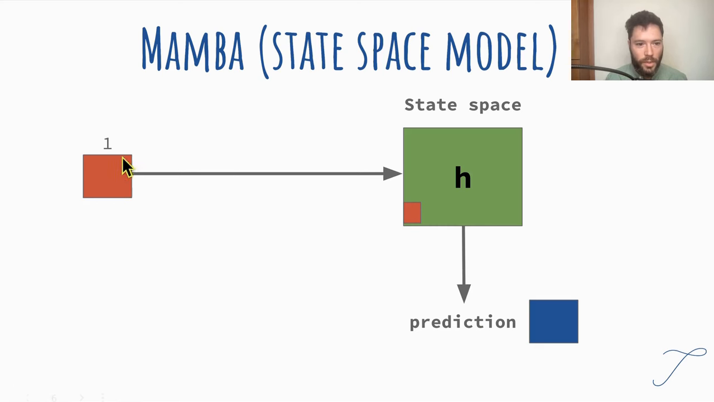So this is how Mamba would take in a first token. It would use that token to update the state space, which is just storage, and then use that storage to make a prediction of the next token.